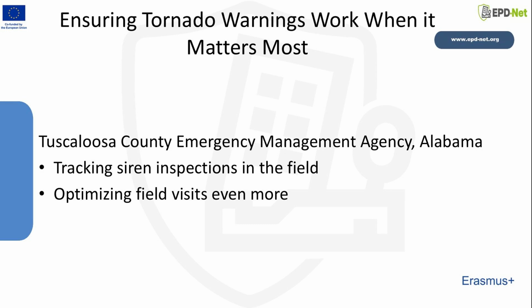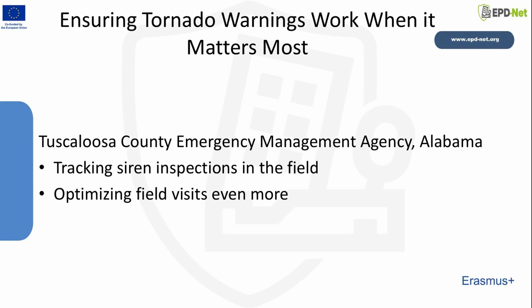Tornadoes are a serious threat in Tuscaloosa County, Alabama. To protect the community, the county's Emergency Management Agency, EMA, is responsible for operating the outdoor warning siren system. In the past, siren information was scattered, stored in spreadsheets, PDFs, paper files, and different GIS formats. This made it difficult to track maintenance, verify locations, or ensure that sirens were working.